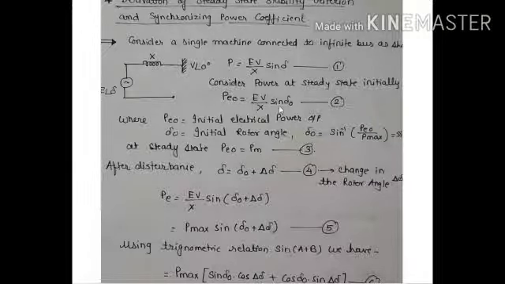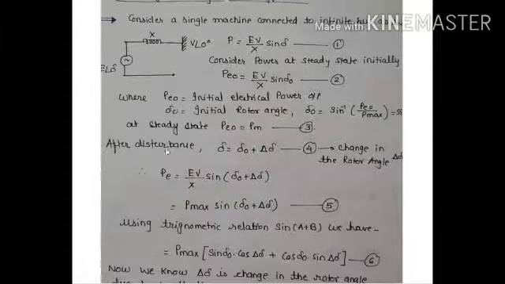Similarly, from this simple expression, the initial rotor angle I can also find out: delta 0 is equal to sine inverse PE0 by Pmax. We know this EV by X can be replaced by Pmax. So the initial angle delta 0 can be written as sine inverse PE0 by Pmax. And we also know that at steady state, the mechanical input power is equal to the electrical output power, right? Therefore, I can write PE0 is equal to PM. Call this as equation 3.